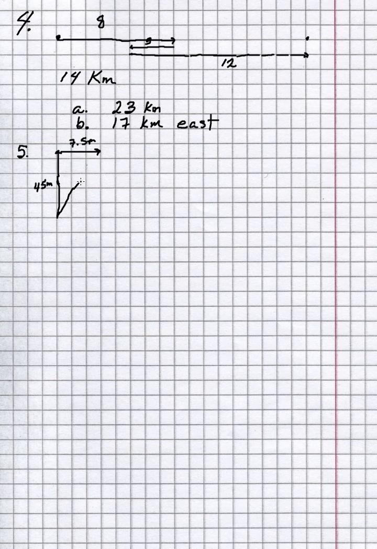How do you solve this one? Good old Pythagorean theorem. A squared plus b squared equals c squared. So we've got 45 squared plus 7.5 squared, take the square root of your answer.